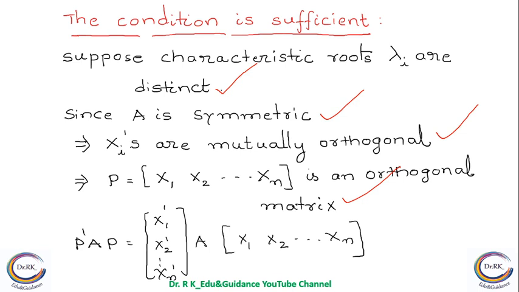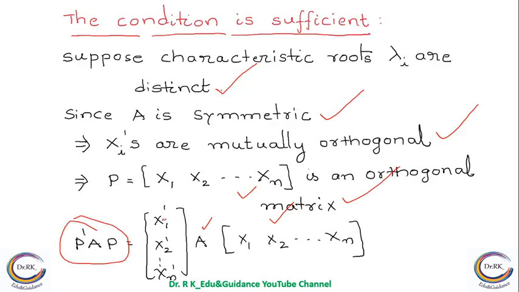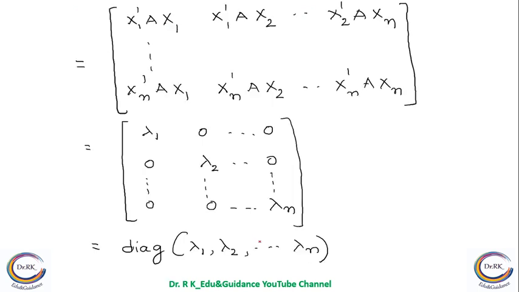Now we take the quadratic form, that is P transpose AP. P transpose is the transpose of this orthogonal matrix, multiplied by A and then P. If you multiply, we get x1 transpose A x1, x1 transpose A x2, and so on. Going further, x2 transpose A x2, and like this we get this matrix.